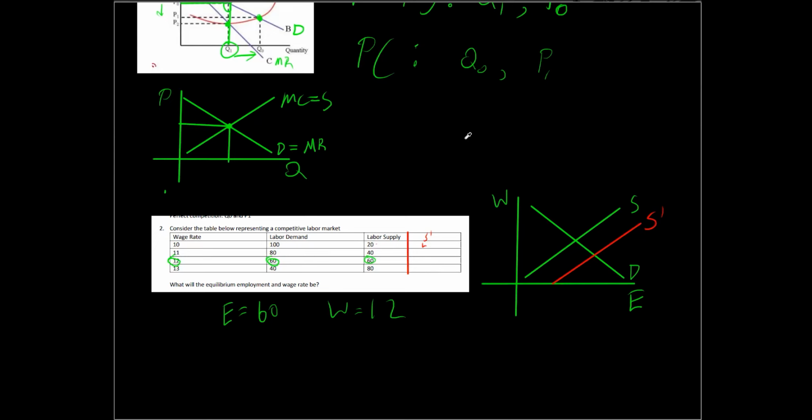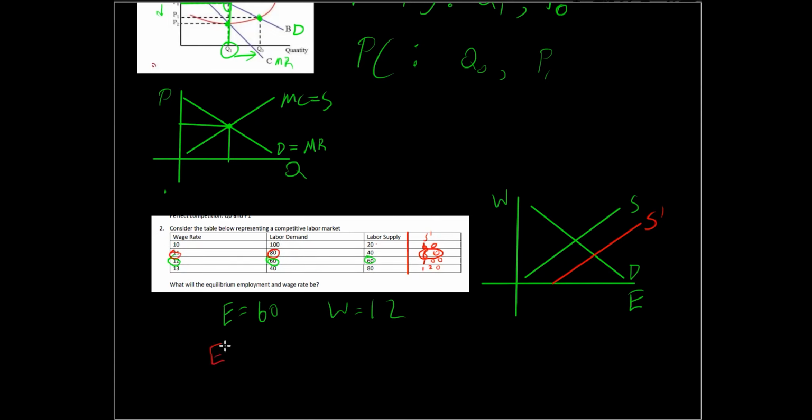Let me back that up. So 40 more units. So 20 plus 40 is equal to 60. 40 plus 40 is 80. There it is. Thanks for catching that. That saved me a lot of grief here in a moment. 60 plus 40 is 100, and 80 plus 40 is 120. And now we can see supply and demand are equal to each other at 80, and the wage rate has declined to 11.